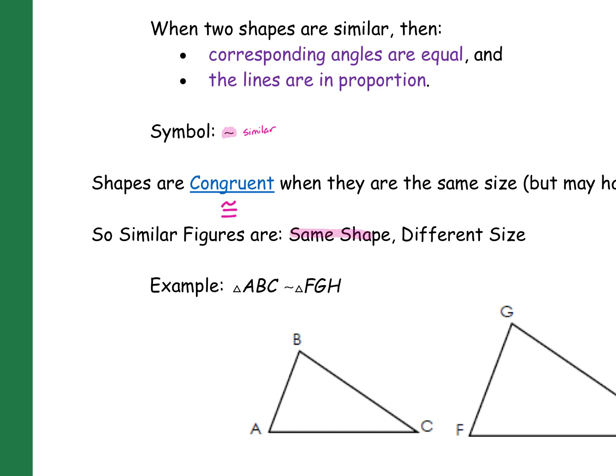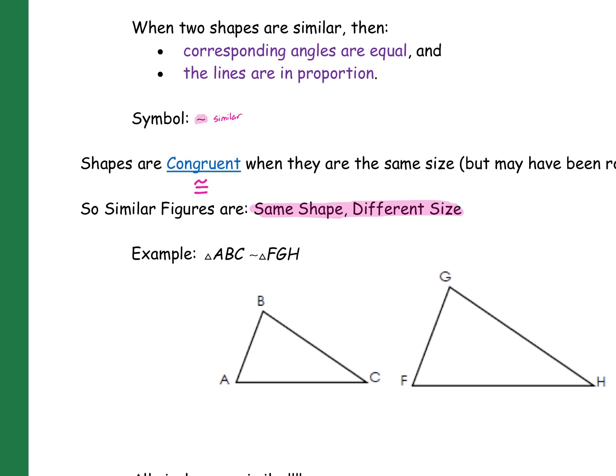So this is what we say similar figures are. They're the same shape. They're exactly the same shape, but they're different sizes. Okay, so that's how we know they're similar. They're the same shape, different size. Is there any questions so far on the definition of similar?